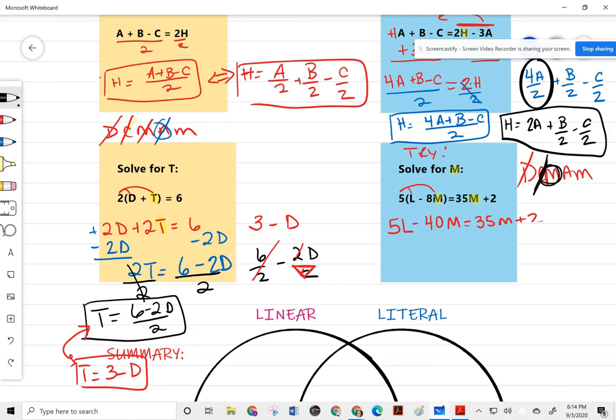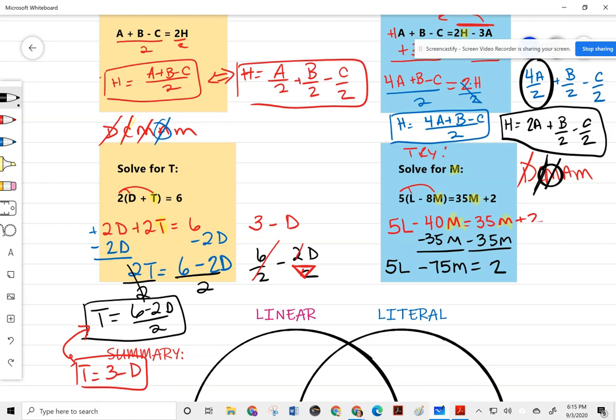The M says, hey, move the variables that you're looking for. So in this case, I am looking for my M. So get all of your M's to one side. So I need to either add the 40M or subtract the 35. And I just prefer to get my variables on the left. It's just a personal preference. You could do it either way. So what I have now is 5L minus 75M is equal to 2. And so I am done getting my M's on one side.